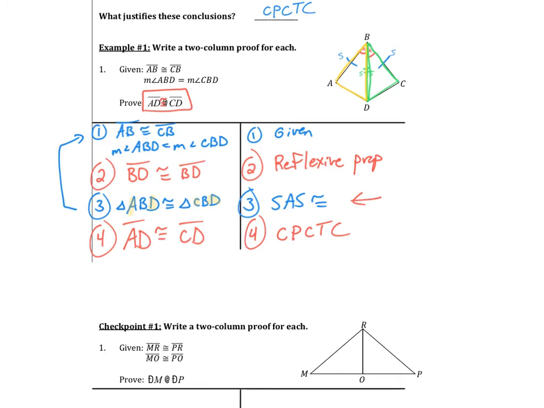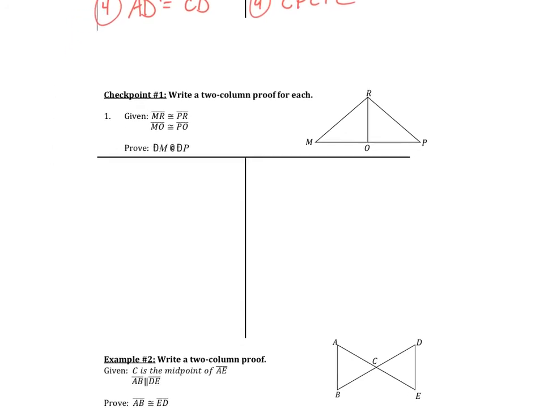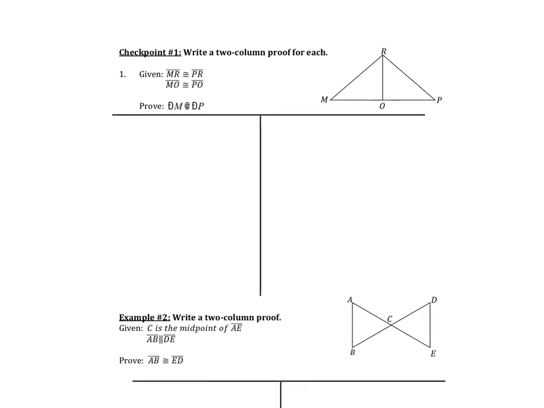All right, so we'll slide down to the checkpoint. So again, it says to write a 2-column proof for each. So in the checkpoint, same thing. I do need to check this out. The proof statement, let's fix this. I'm just going to cross it right out. This should say angle M congruent to angle P.